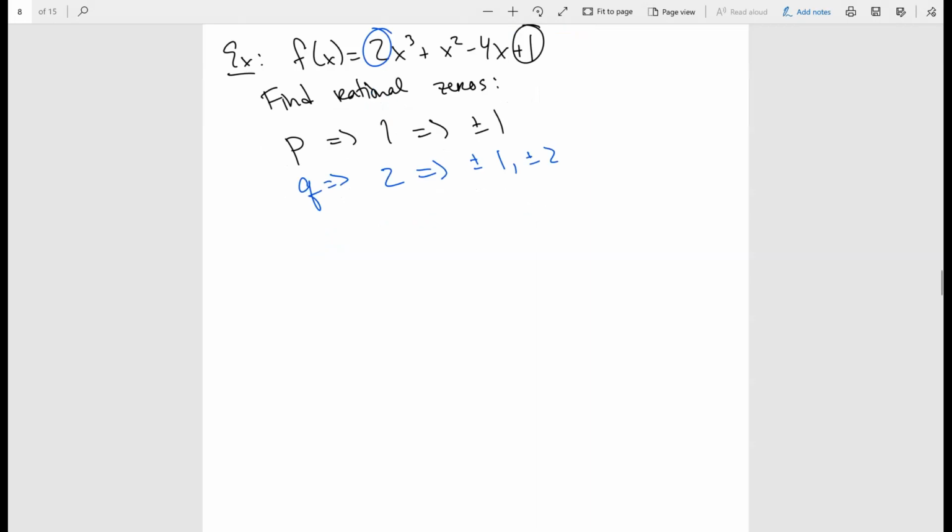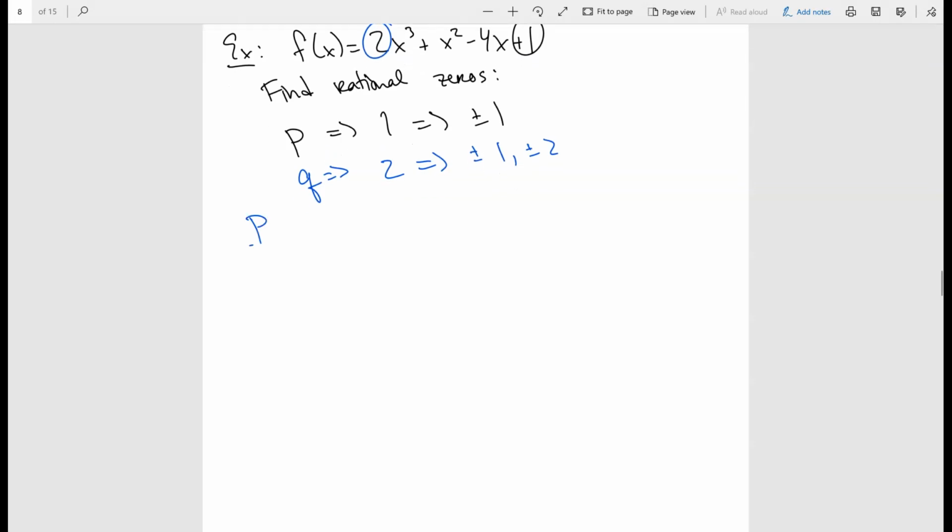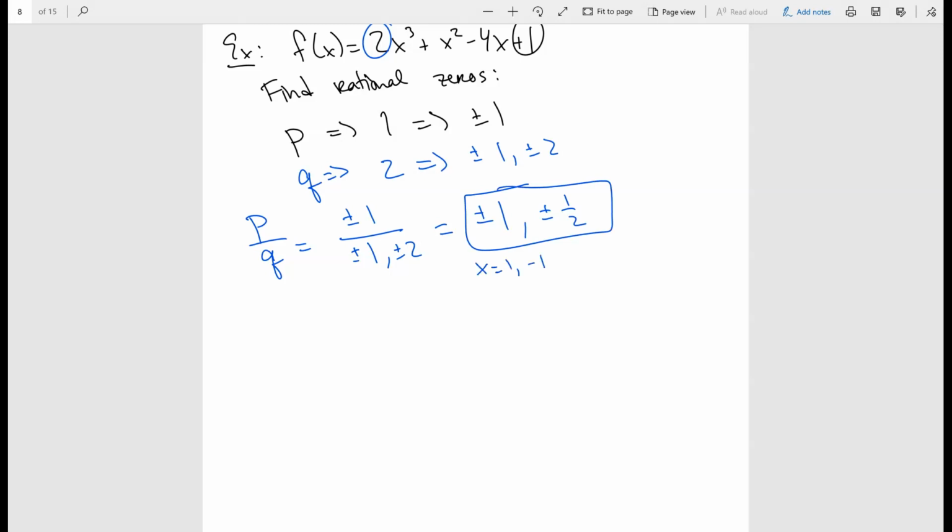Okay. Now this can be really crazy, especially if you have huge numbers here. You're going to have a whole bunch of rational zeros. And at that point, you might want to use a computer. So p over q is going to be plus or minus 1, plus or minus 1, and plus or minus 2. Okay. So I'm going to take out all of them. So it's going to be plus or minus 1 and plus or minus 1/2. So basically what it's saying is that the potential zeros could be this. So it can be x equals 1, negative 1, 1/2, or negative 1/2.